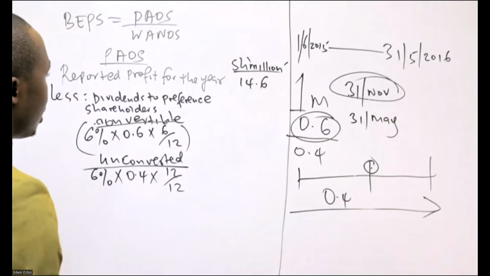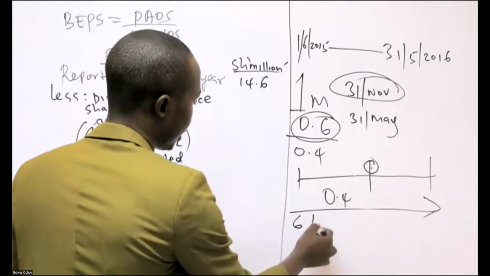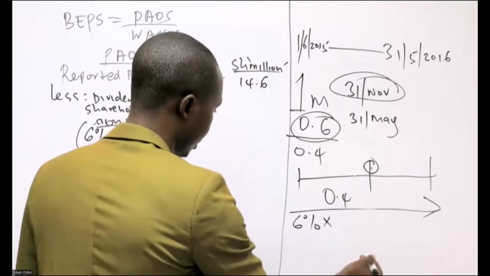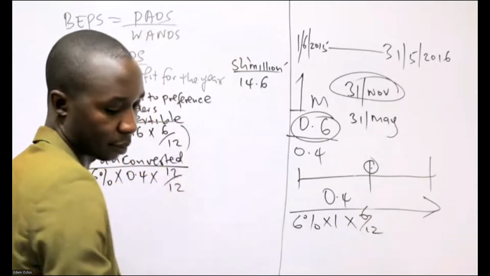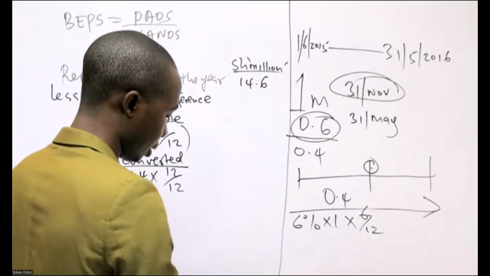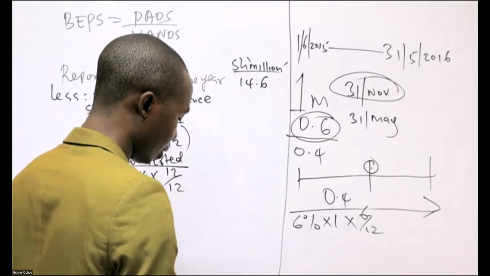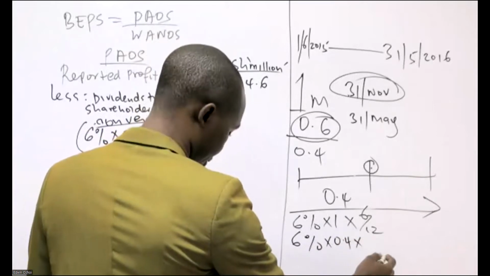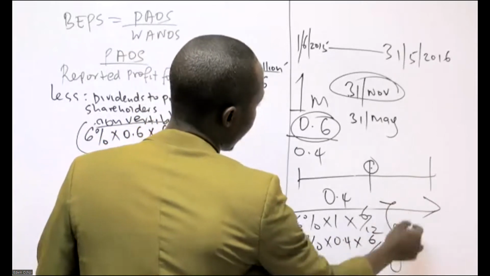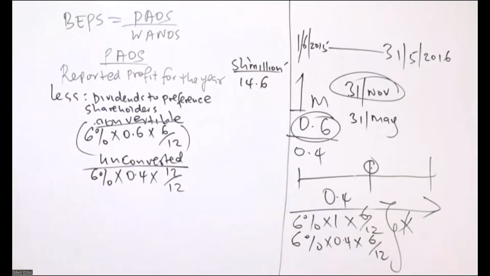Or you could have also done it this way. You could have said again 6% times the 1 million times 6/12. That is before conversion. Then after conversion, you say 6% times 0.4 times 6/12. But this one doesn't make a lot of sense. So I always consider the first one making sense, so you always use it. It's more understandable.